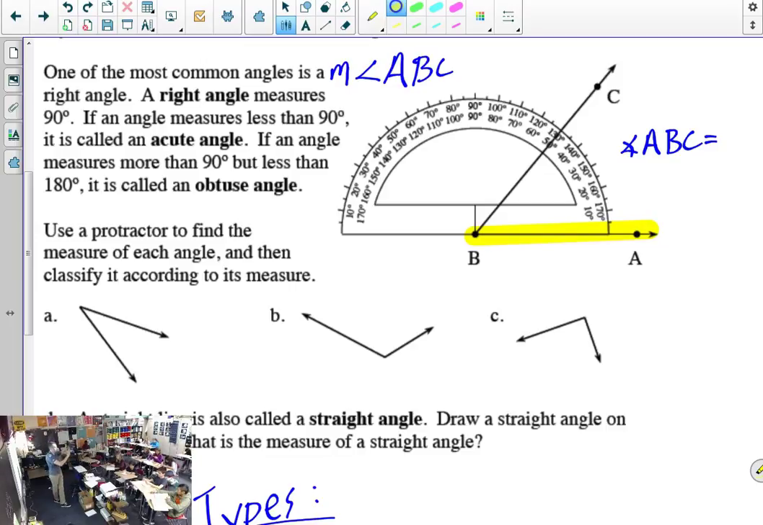Everybody find your center 0 point. Put that on the angle that you had drawn on your paper. Rotate your protractor. Now your spiral notebook might get in the way. Rotate your protractor to line up a 0. And then in a moment, you're going to need your book. So if you don't have a book, one of your partners should grab a book probably.